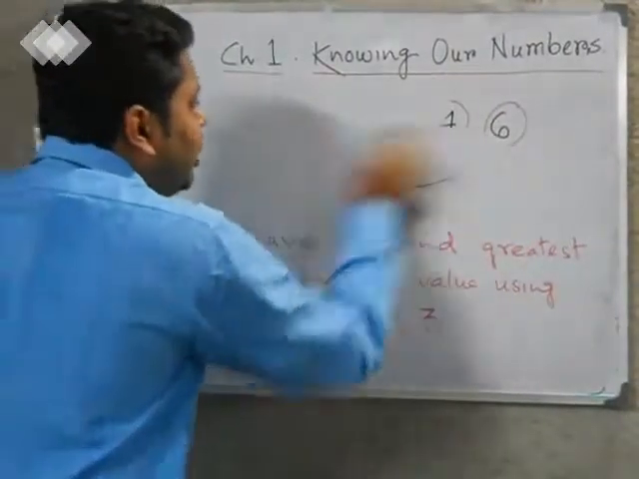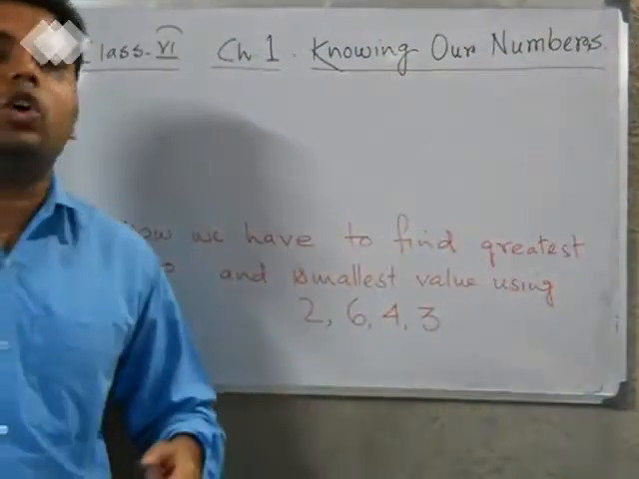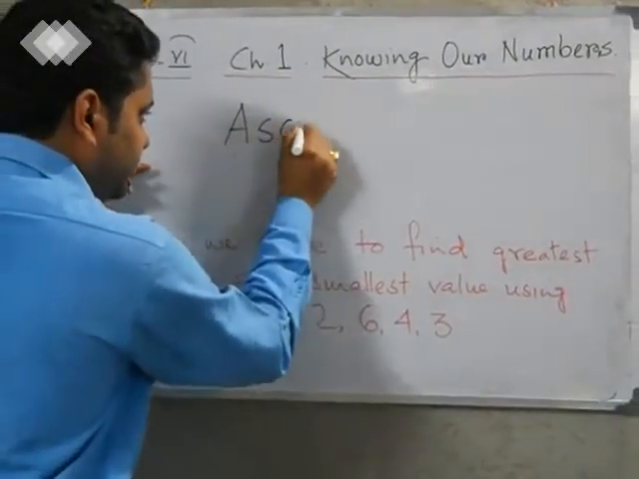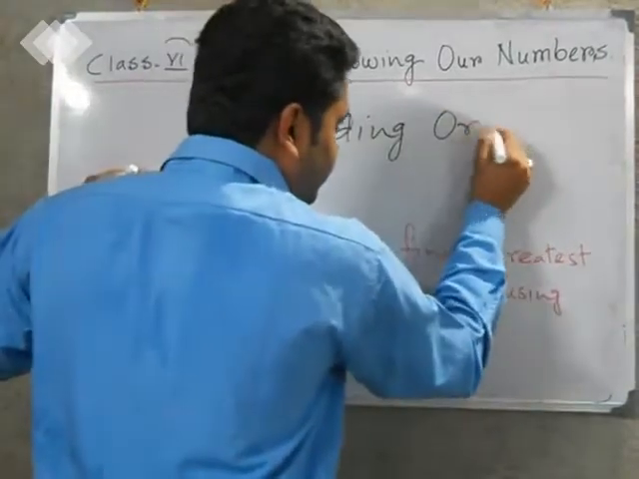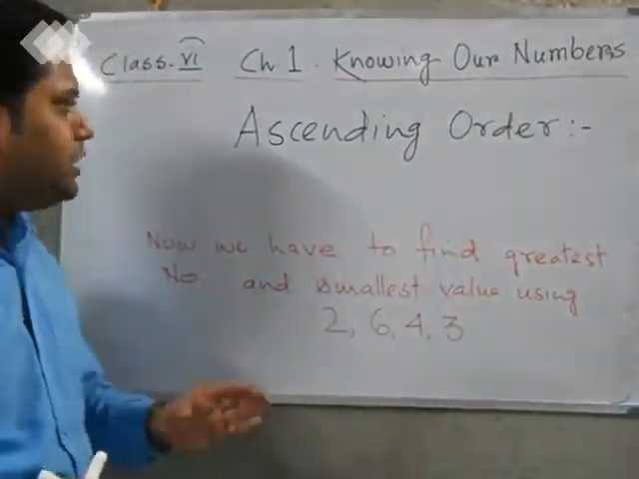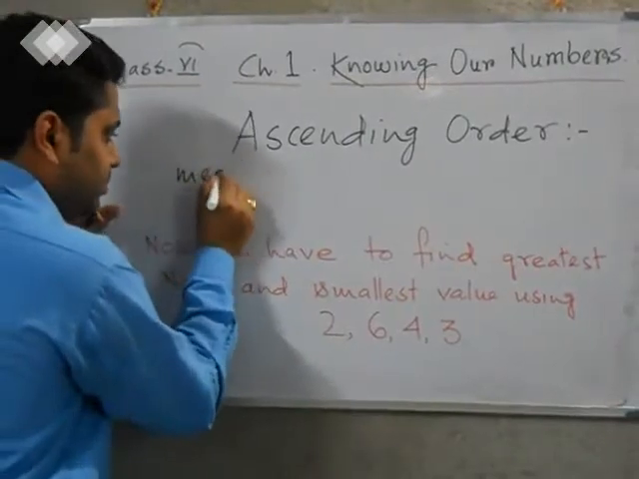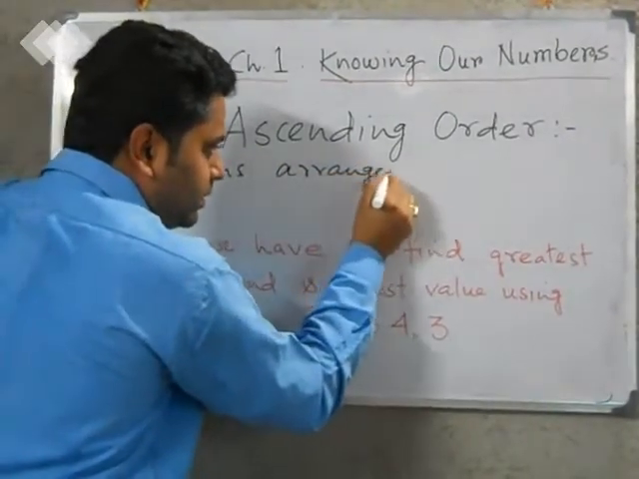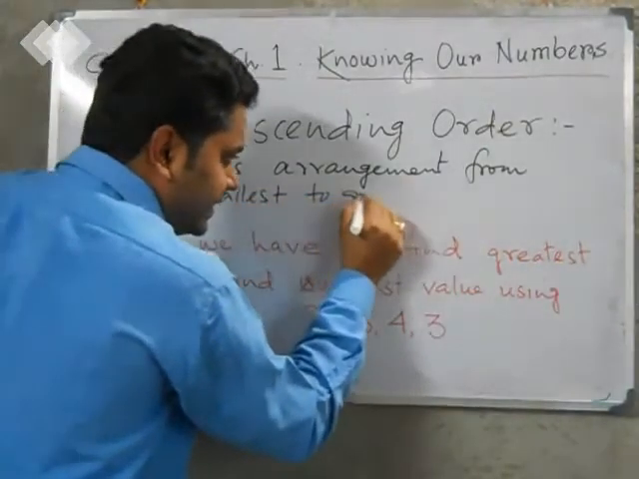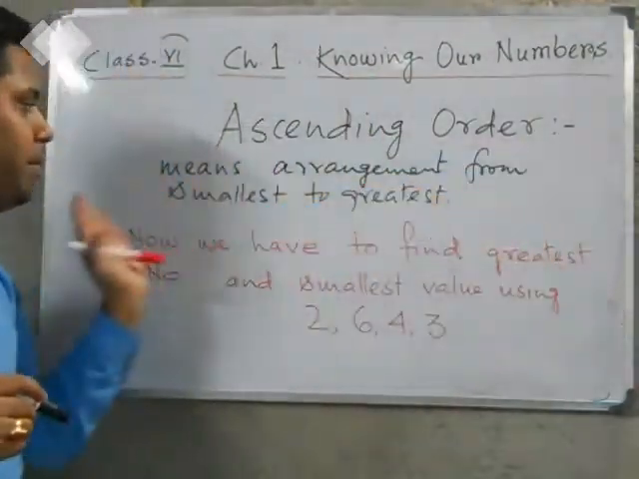Now, before solving the problem, I will tell you two important things regarding this question. First of all, what is ascending order? Ascending order means arrangement of numbers from the smallest to greatest.